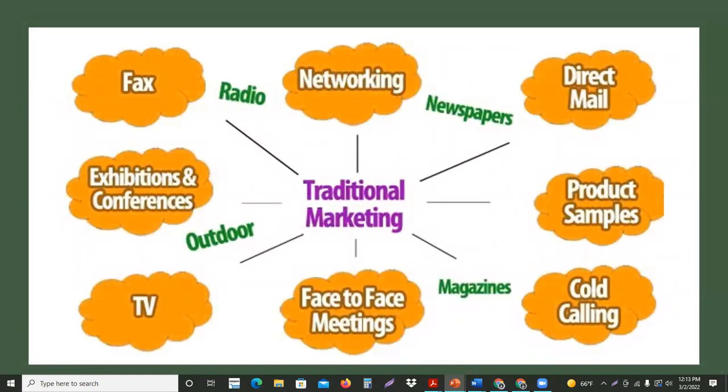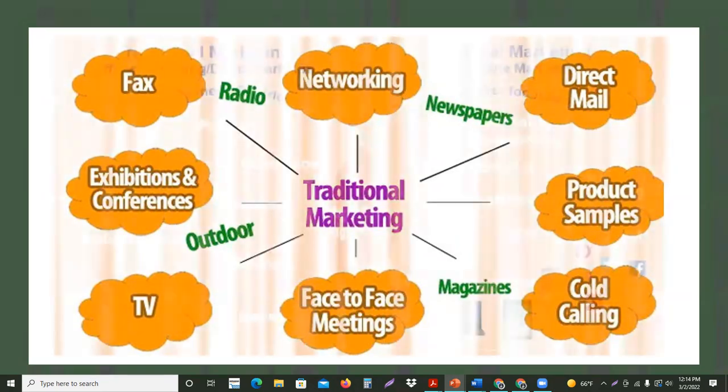So that's traditional marketing: radio, newspapers, magazines, outdoor, kind of old school marketing, whether it's direct mail, cold calling, visiting people at conferences and things. This is traditional marketing. You guys have an understanding of what that is. It has value if you know how to work it correctly, just like digital has value if you know how to work it correctly.